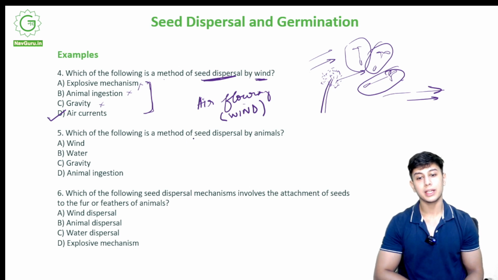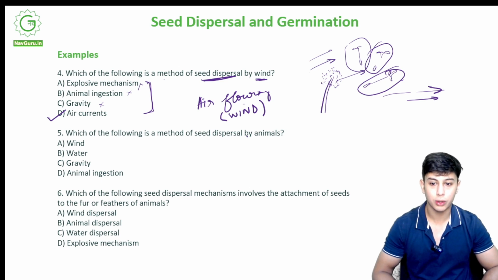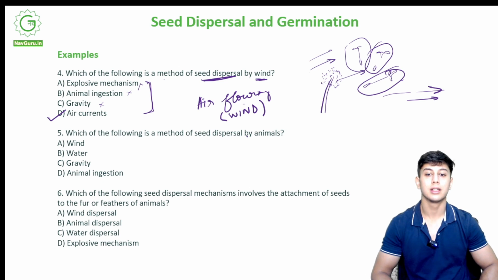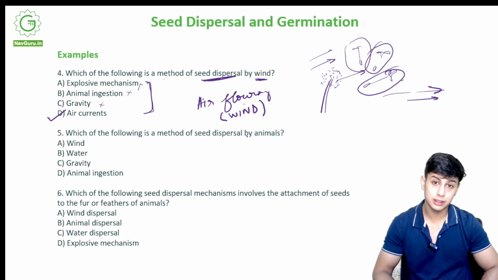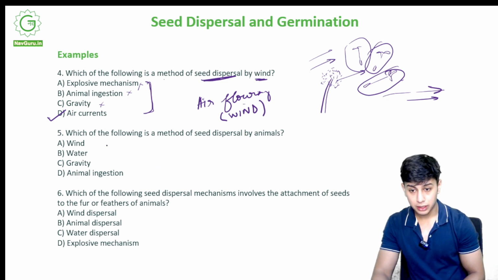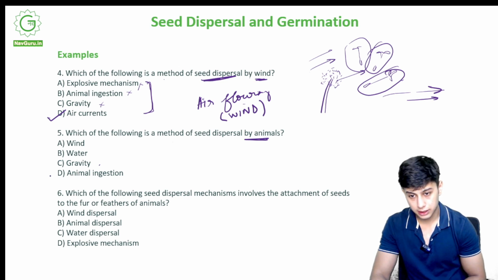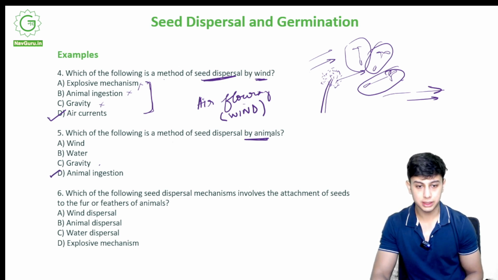Which of the following is a method of seed dispersal by animals? Animals do a lot of seed dispersal by ingestion. They digest the seeds and excrete them out, or they eat the fruit and drop the seed. The seed can also get stuck to their fur or wings or feathers. Is it wind? Is it water? Is it gravity? Is it animal ingestion? It is D, animal ingestion.